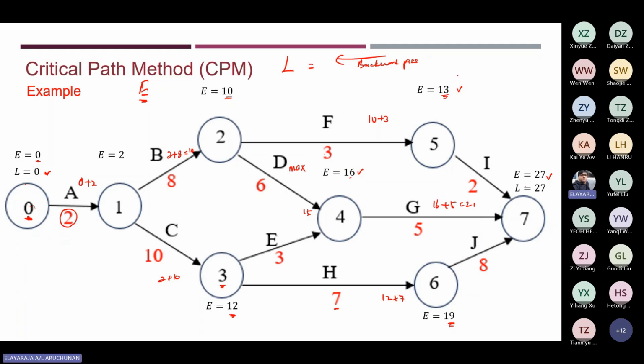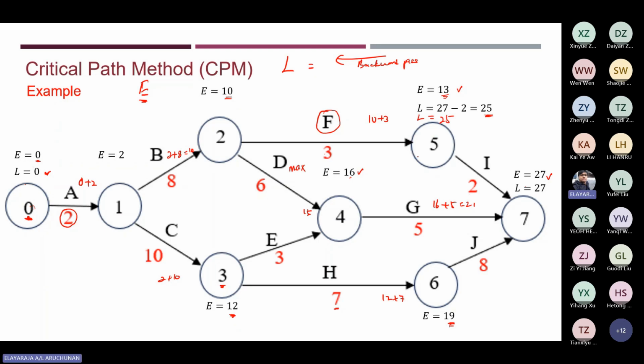So we're going to determine the backward calculation in order to set the latest finishing time. It means that in order to complete task F, you need to look at the successive task, which is here. So we take the value 27 minus 2, and you get 25. Which means the latest finishing time at this node 5 will be 25.